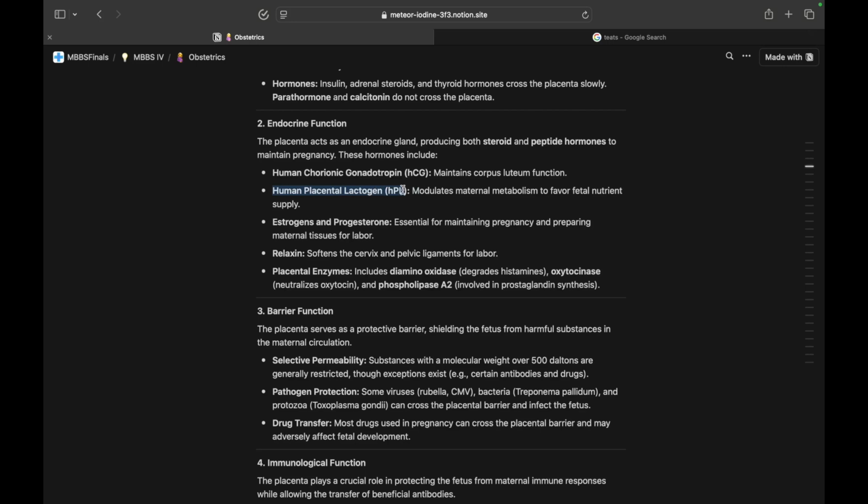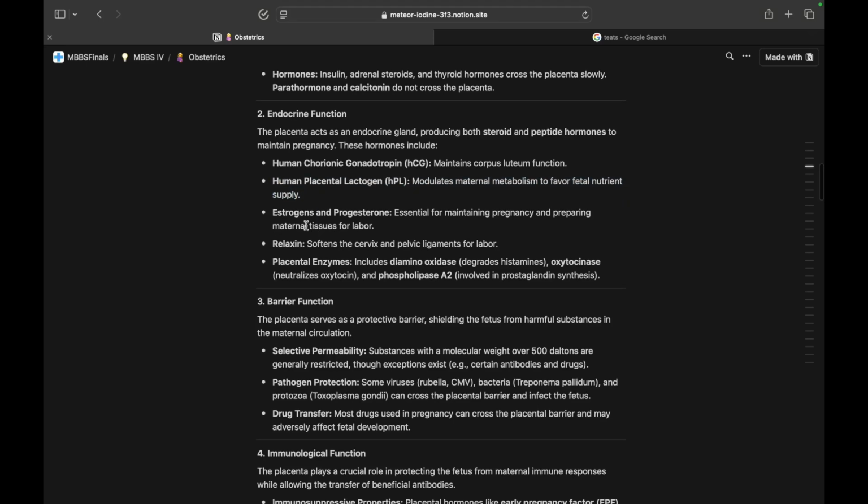Human placental lactogen modulates maternal metabolism to favor fetal nutrient supply. So, this helps in this. Also, it supports the lactatory function of the pregnant mother. Next, coming to estrogens and progesterone, essential for maintaining pregnancy and preparing maternal tissues for labor.